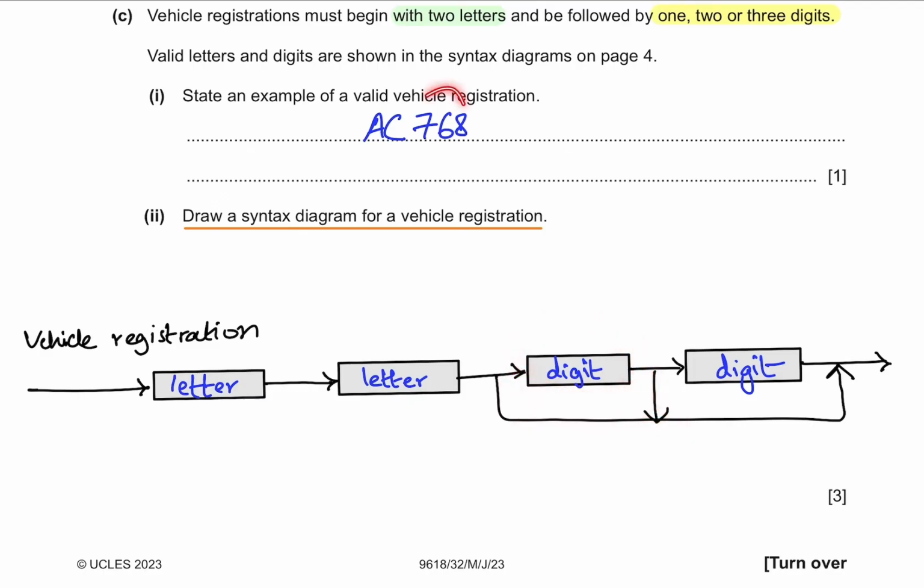Since we had three digits, we did not write all three of them line by line in series. This arrow is indicating that there is one more digit apart from these two. So this is why we had three digits. This is the vehicle registration syntax diagram, BNF, very easy. 3 marks for this. Please remember to label the boxes.